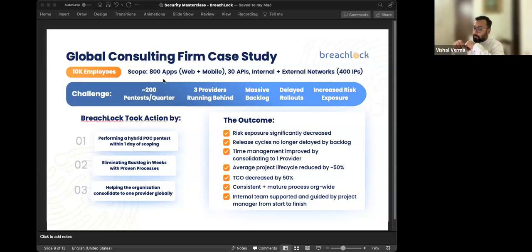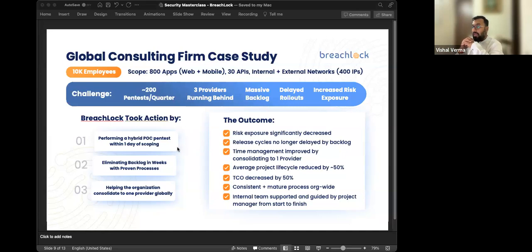And that's where automation in pen testing came into play. BreachLock leveraged automation in pen testing and helped the client kickstart their pen testing project, not like a traditional pen testing project, but as an accelerator in between, to make sure that we scheduled or started their pen testing project within 24 hours, or one business day, of the scoping itself.